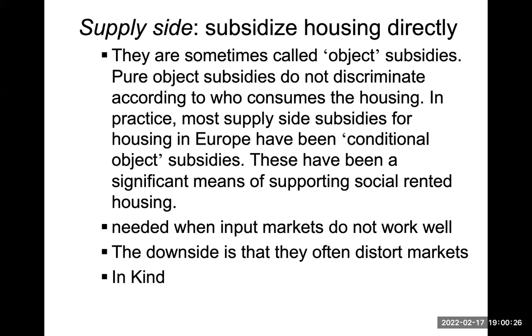In practical terms, most supply side subsidies for housing in European countries have been conditional object subsidies. These have been a significant means of supporting social rented housing. They are generally needed when the input markets do not work well.